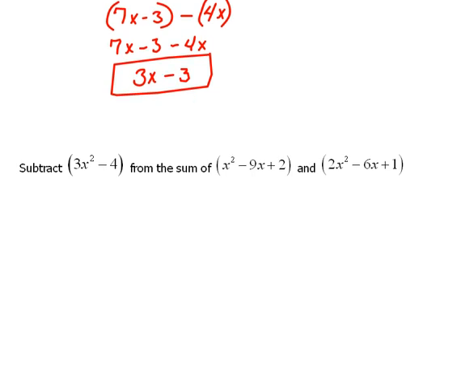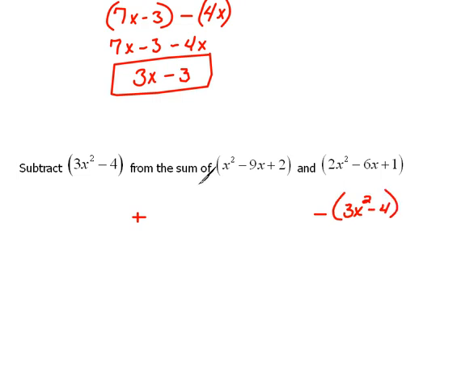Now this one is just a teensy bit more complicated, but it's along the same ideas. When it says subtract 3x squared minus 4 from this, that means that we have to start out with this and then take away the 3x squared minus 4. Okay, well, what is it we're starting out with? We're starting out with the sum of. So we're going to be adding two things together and then taking away 3x squared minus 4 from that.